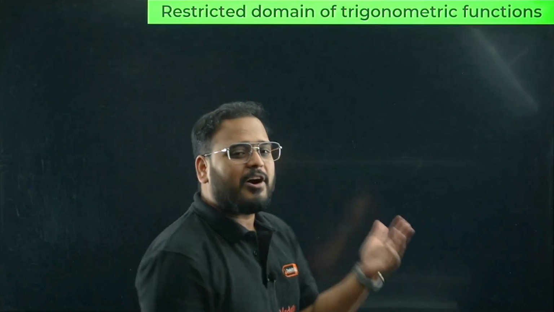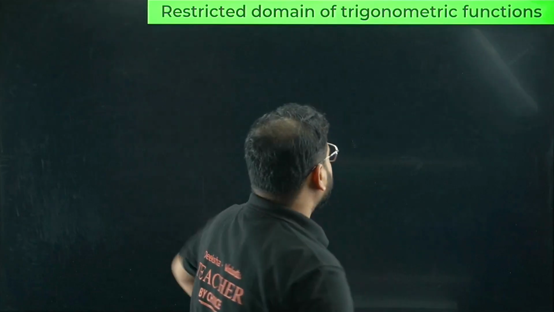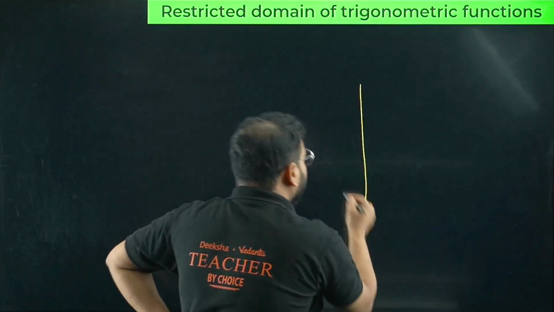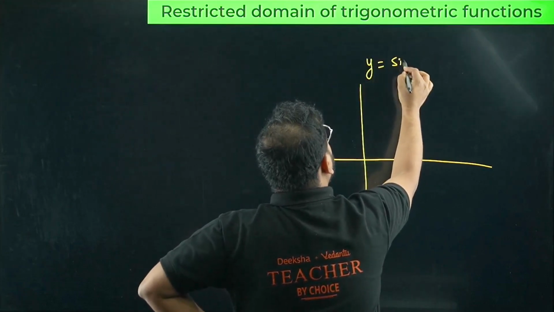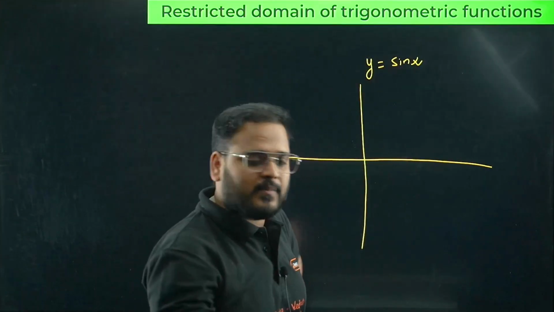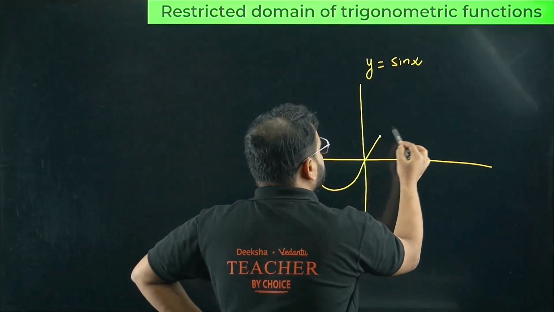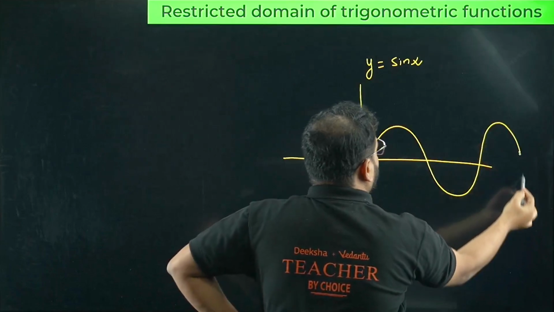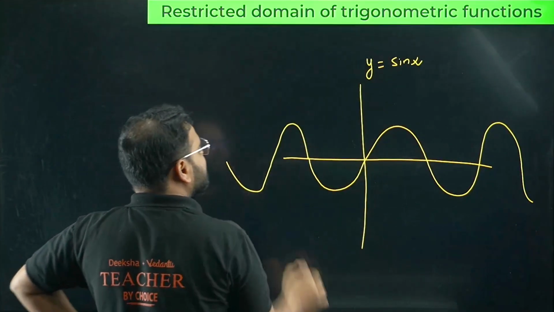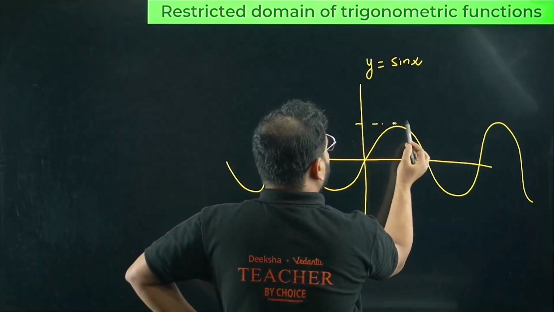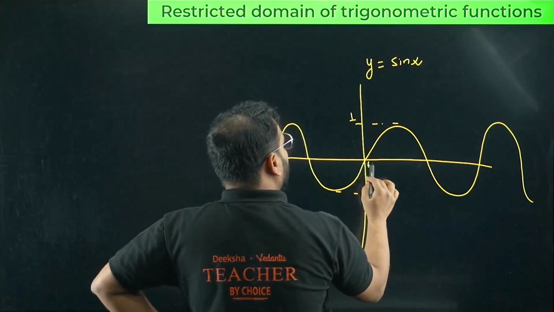So let's draw the function. I'll take sin x. Let's draw the graph of y equal to sin x, the easiest of all functions. How does the graph look like, bacha? Like this, right? Not perfect, but please accept it. Something like this, where the highest value is going to be 1 and the lowest value is going to be -1.